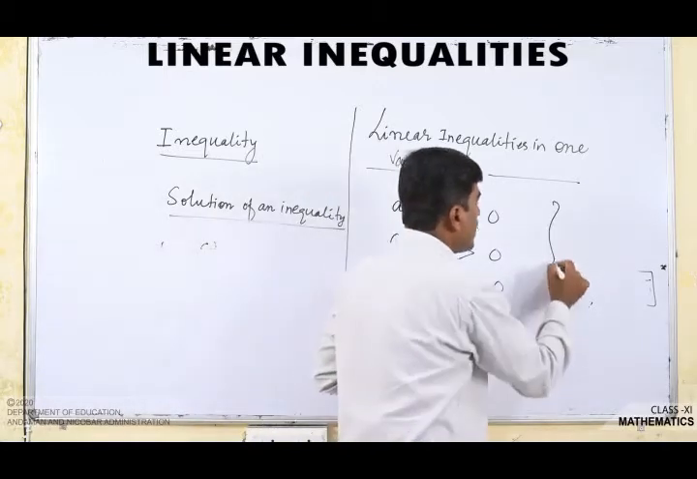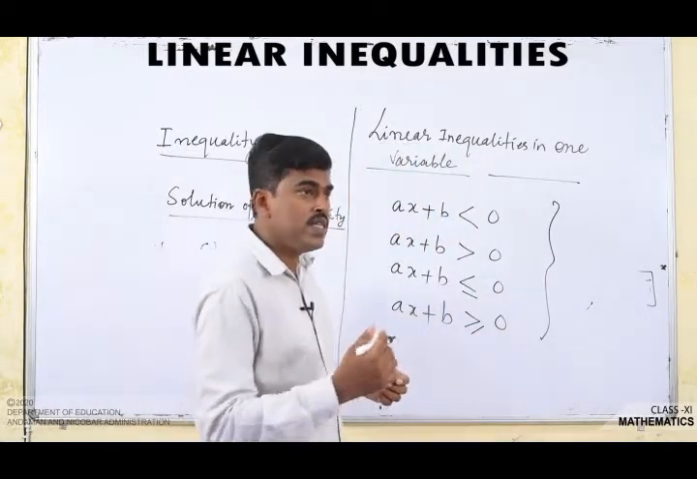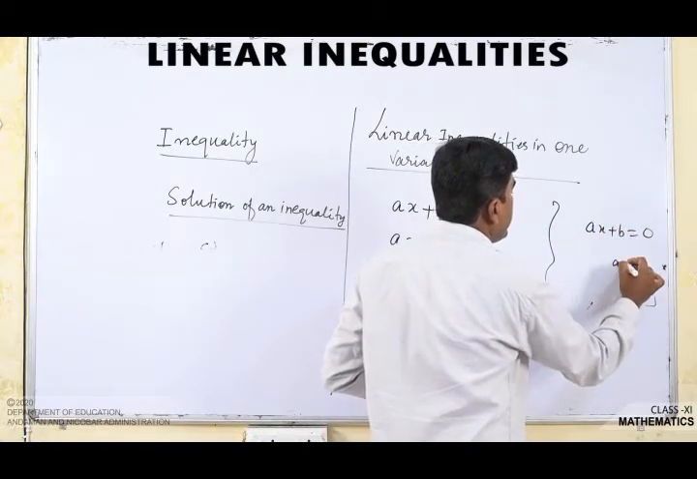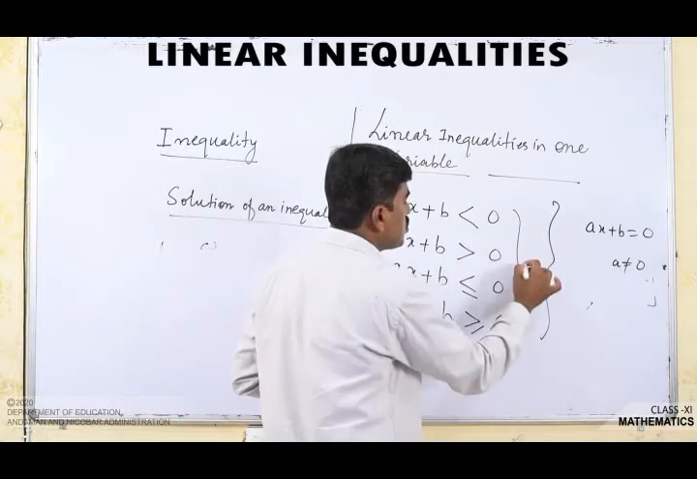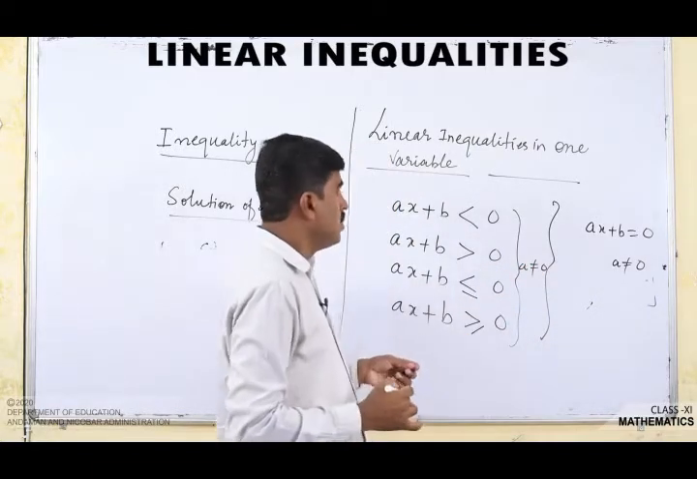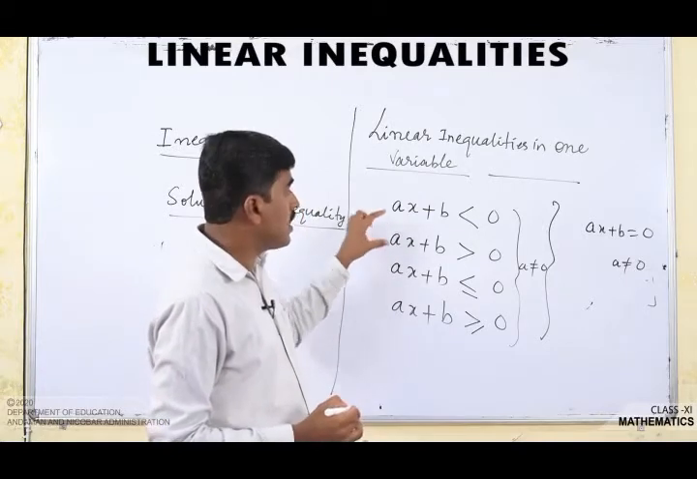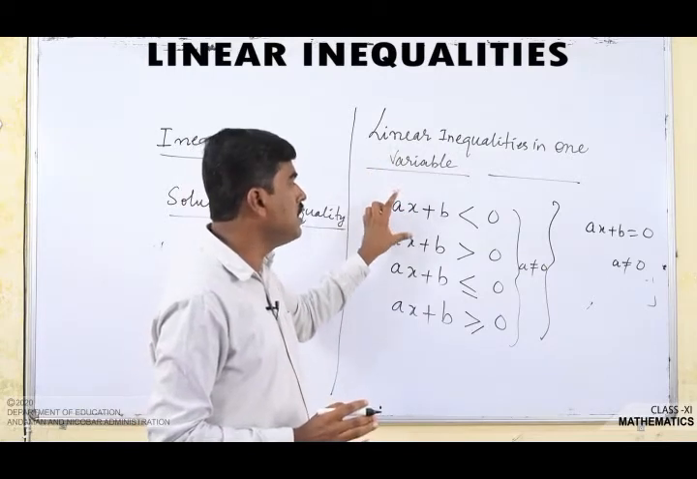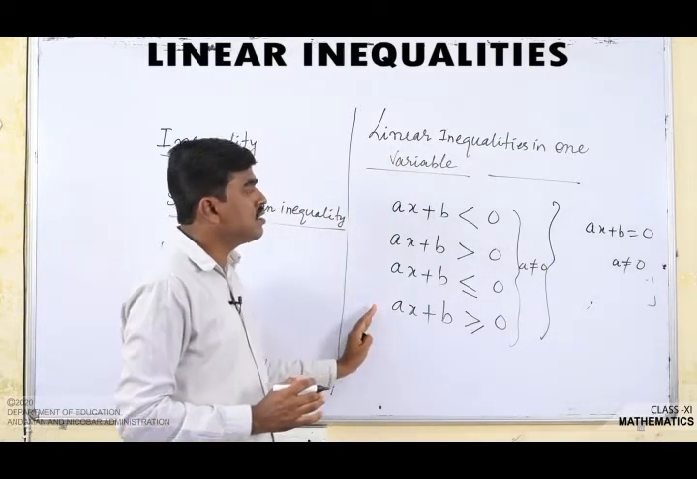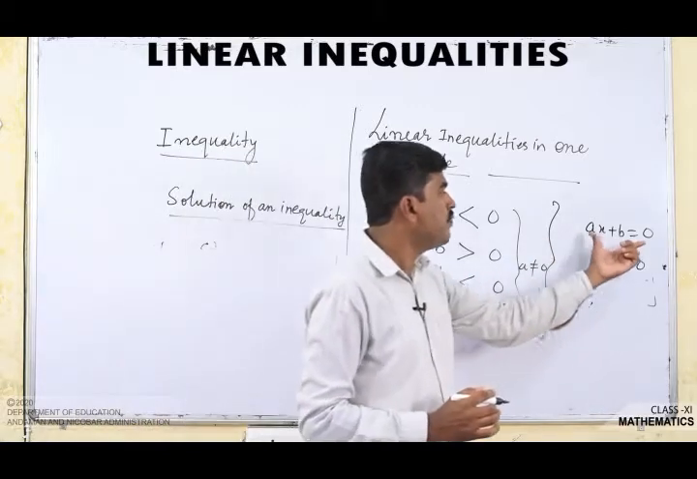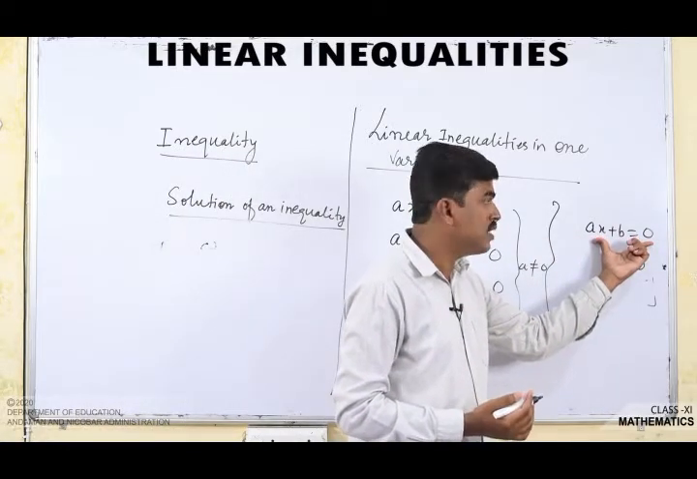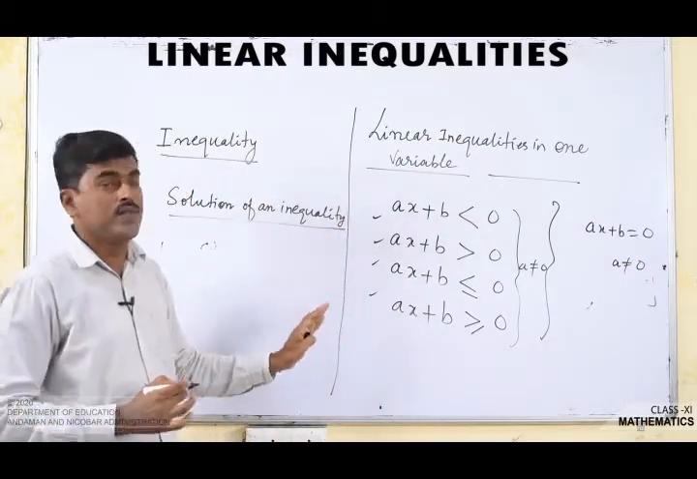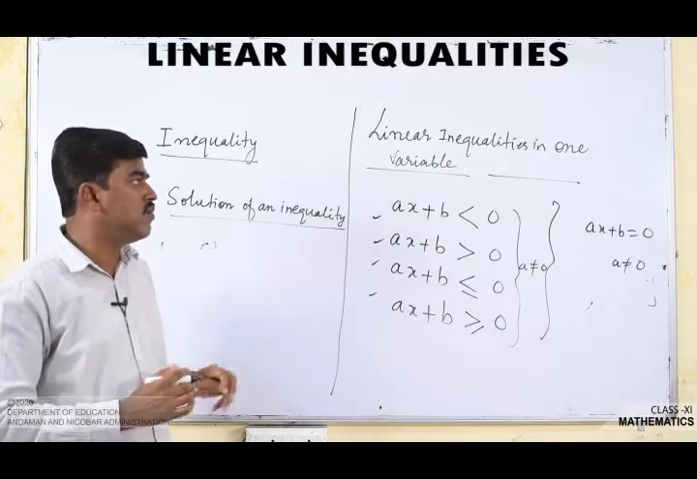As you know, what is the standard form of a linear equation in one variable? That is ax plus b equals 0, where a is not equal to 0. For all these cases a should not be equal to 0. As a is the coefficient of x, the variable here, and the power of the variable is 1, you know why it is called linear. So these are the linear inequalities in one variable, and this is the linear equation in one variable. So we will see how to solve these linear inequalities in one variable.